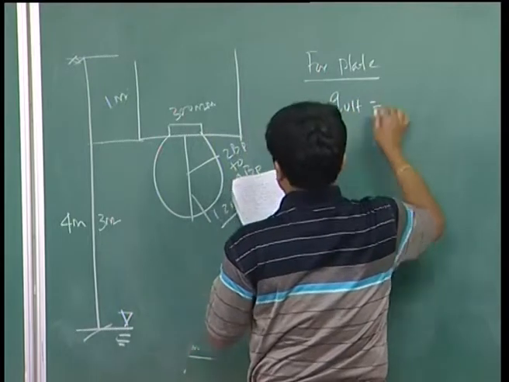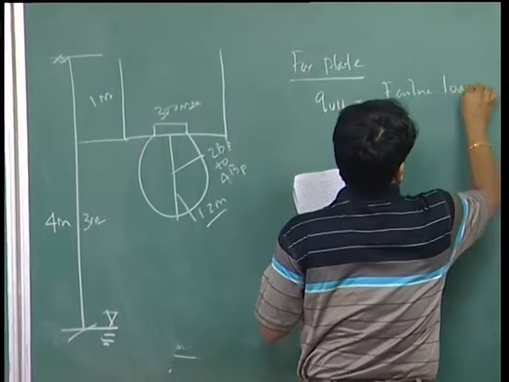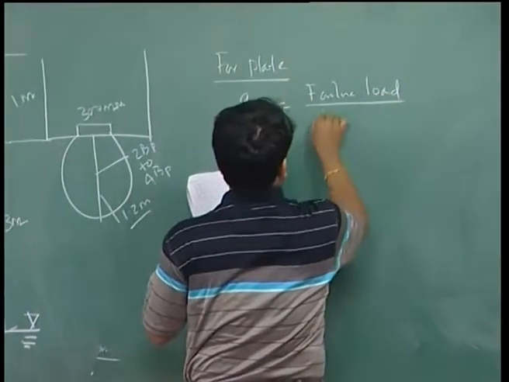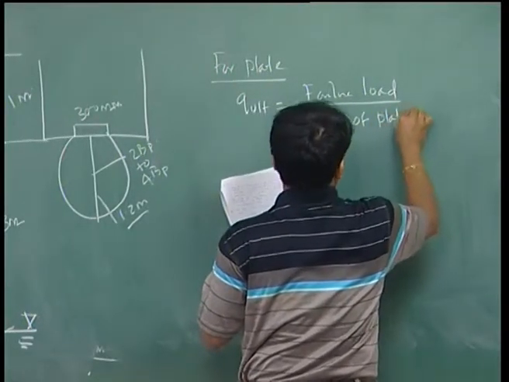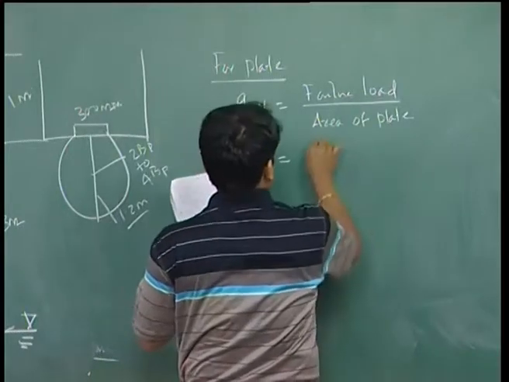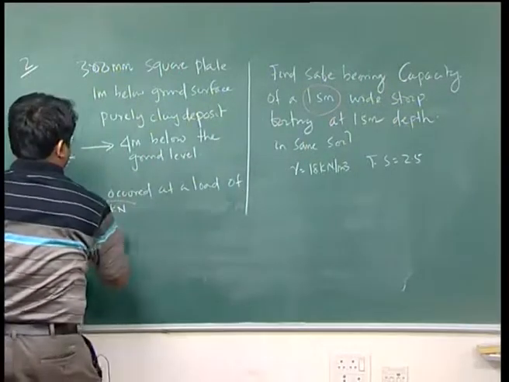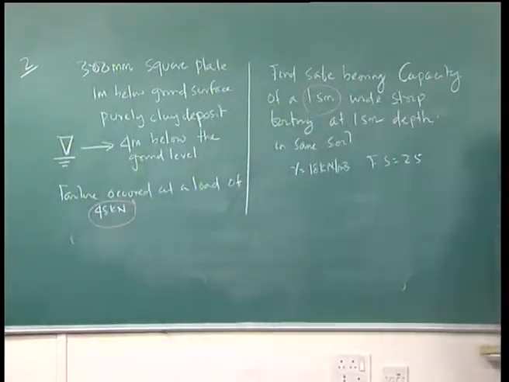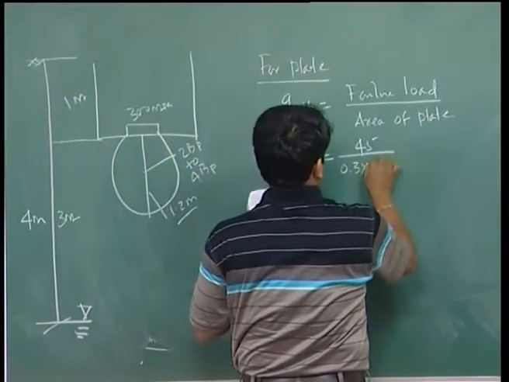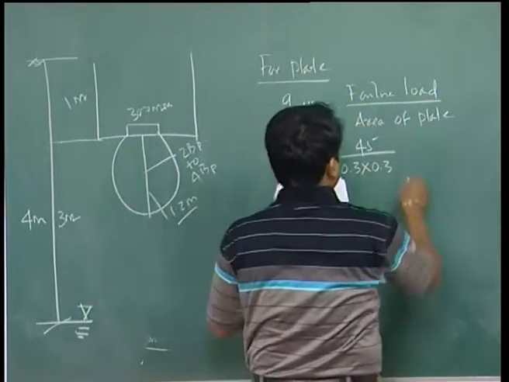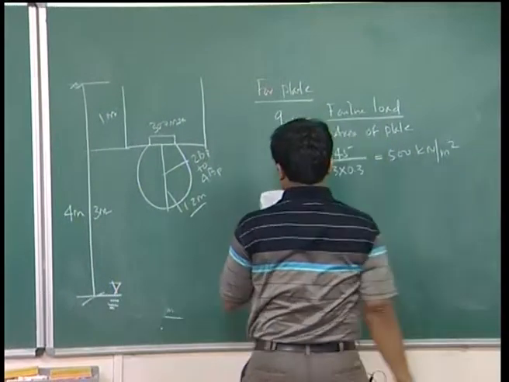Now if I write for the plate, Q ultimate is equal to failure load by area of the plate. Failure load is given here as 45 kilonewton. So 45 by 0.3 by 0.3, which is equal to 500 kilonewton per meter square.